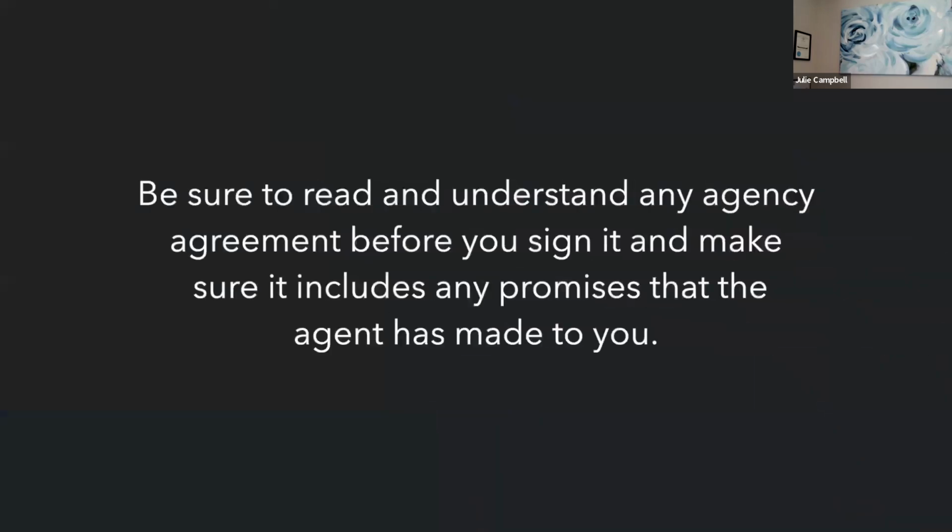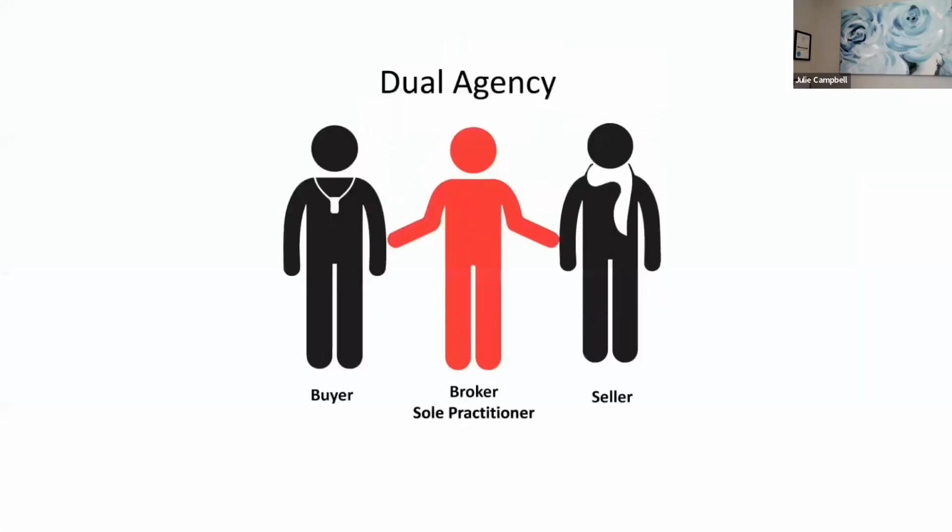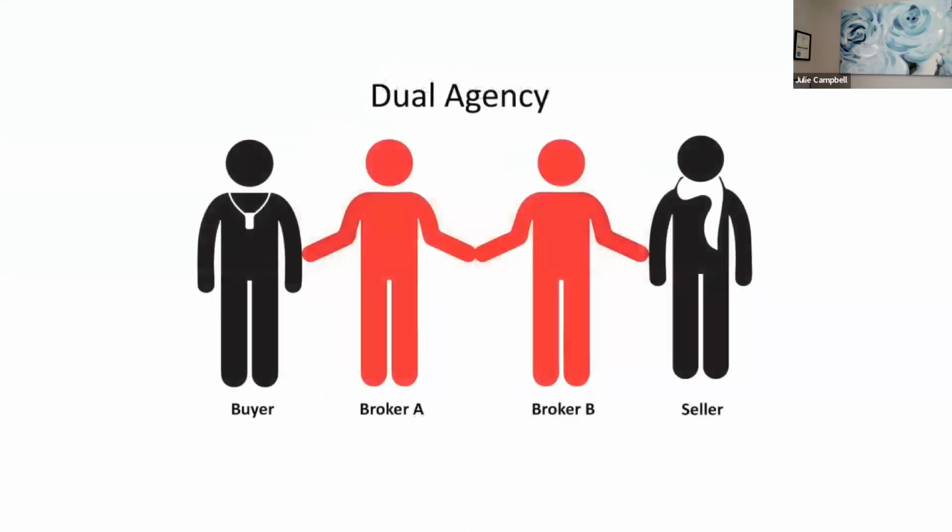You and the agent will address the firm's fees in the written buyer agency agreement. So be sure to read and understand any agency agreement before you sign it, and make sure it includes any promises that the agent has made to you. You'll also be asked to indicate in the buyer agency agreement if the firm you're hiring would be allowed to participate in dual agency. Dual agency is when the firm that represents you also represents the seller at the same time. This is most likely to happen if your buyer agent's firm has a listing agreement with the owner of a property that you want to purchase.